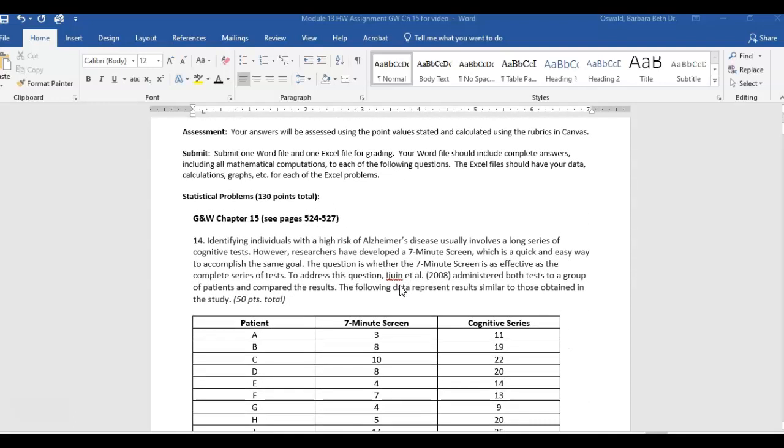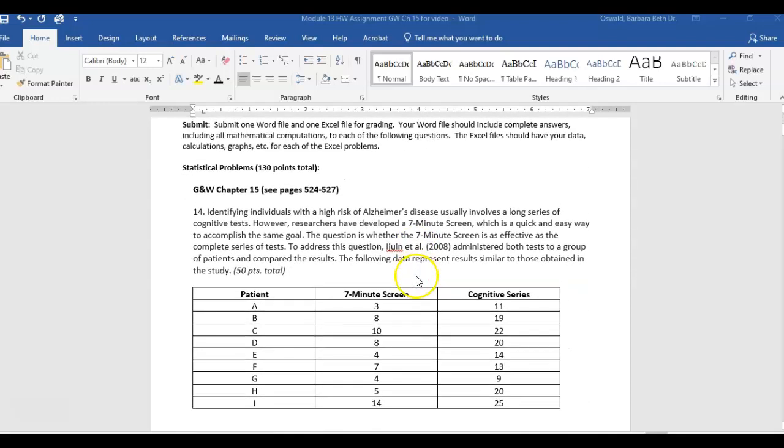So let's see, on this particular version of the assignment, the first problem is asking us to compare a traditional lengthy battery of cognitive tests that are used to determine whether somebody might show symptoms of Alzheimer's disease with this newly developed test called the 7-minute screen. This would be time-saving if researchers could show that the test scores are comparable. So the problem is asking us to run a correlation to see whether scores on the 7-minute screen relate to scores on the traditional cognitive series test.